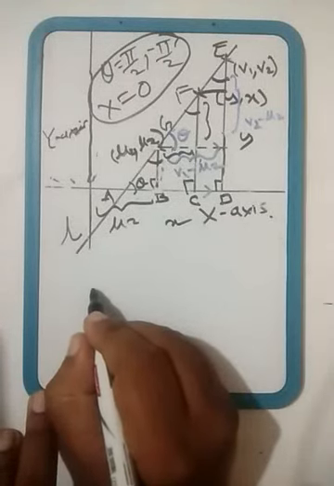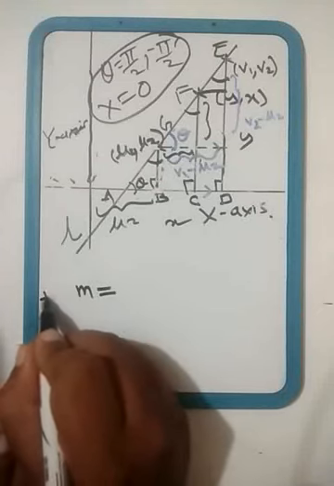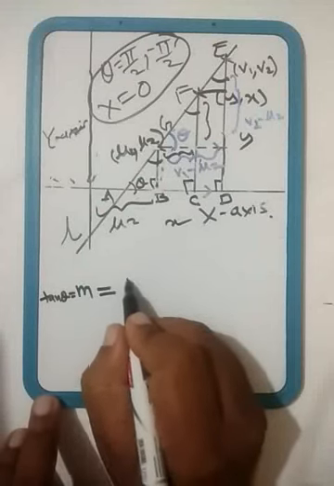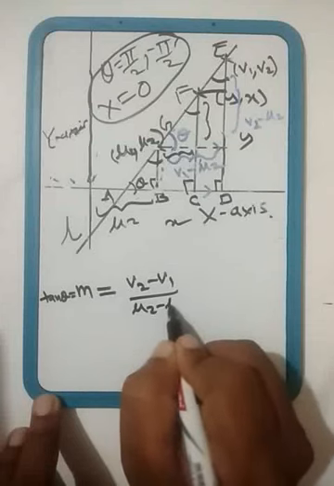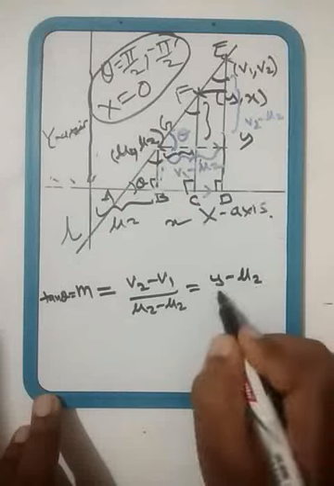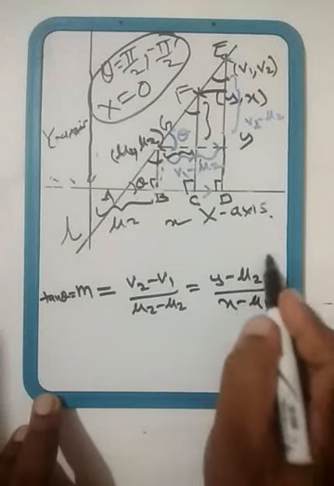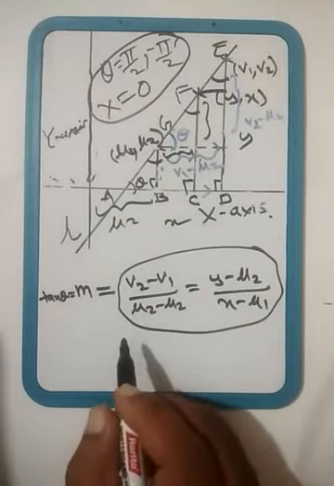So m is equal to, this is tan theta, is equal to v2 minus v1 upon u2 minus u1, that is equal to y minus u2 upon x minus u1. So considering these two equations only, what do we get?